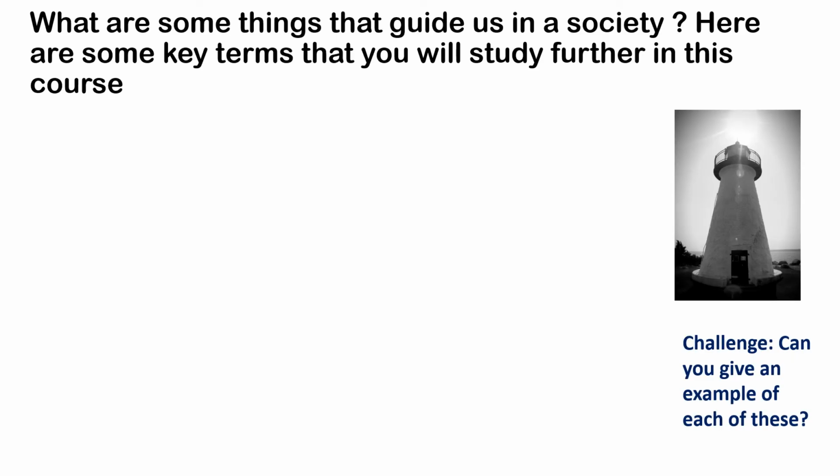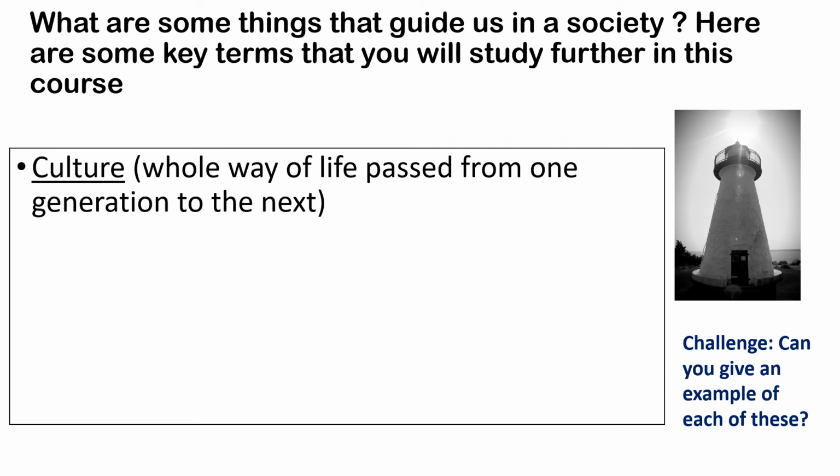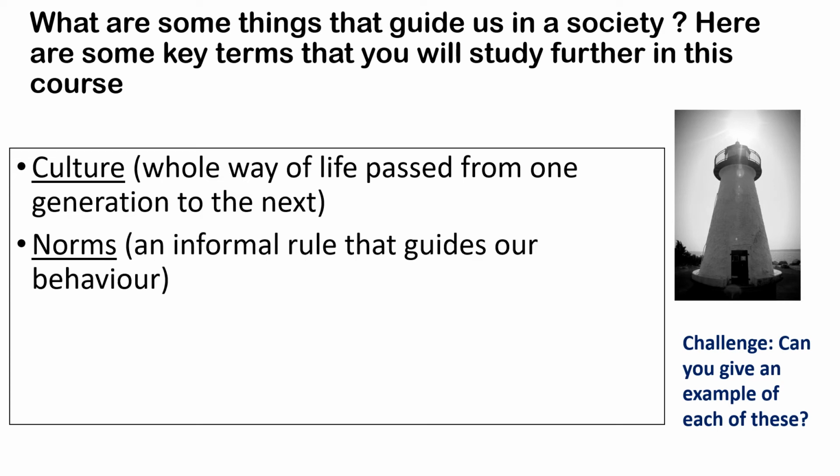Okay, so there's some key terms that we use a lot in sociology, so let's start looking at them and getting comfortable with them. So one of them is culture, so it's your whole way of life passed from one generation to the next. Then we've got norms, they're informal rules that guide our behaviour. So think about the word normal, what's normal? What are those normal rules that we just follow day to day?